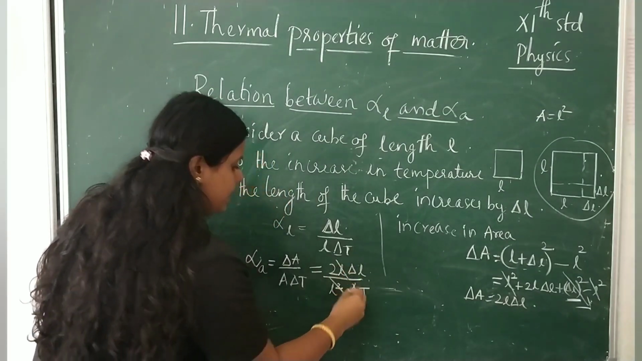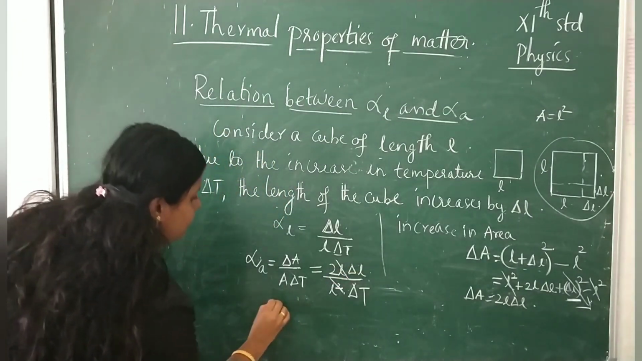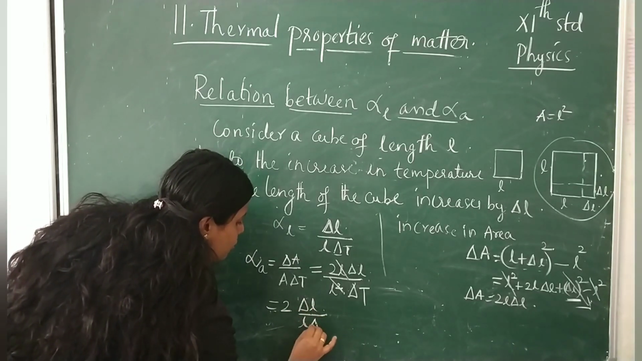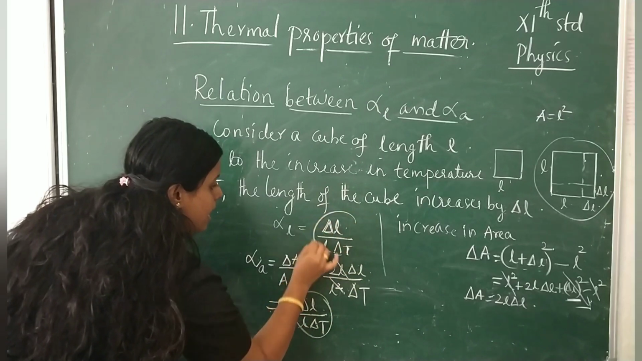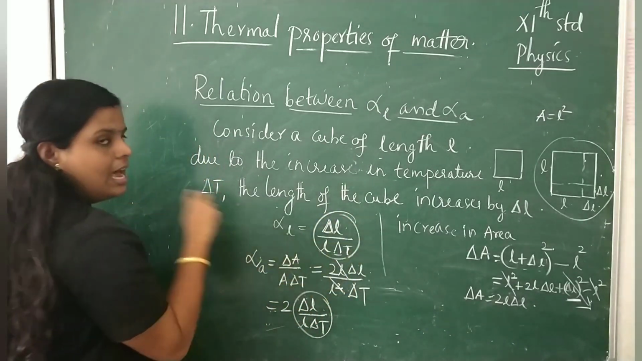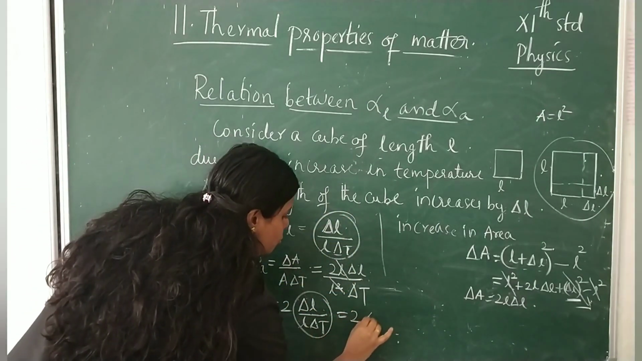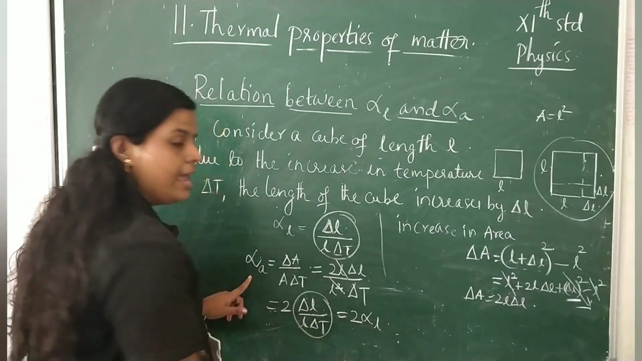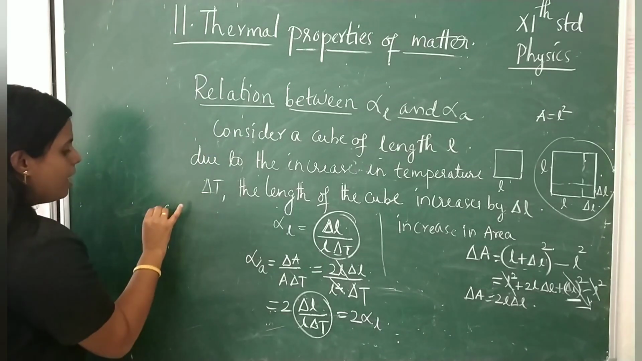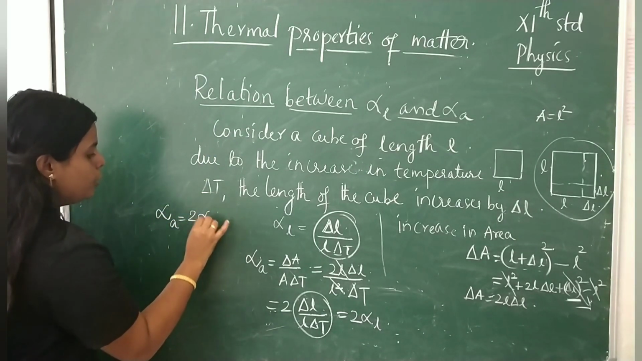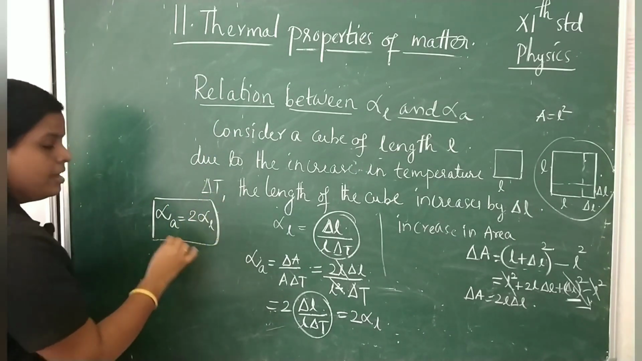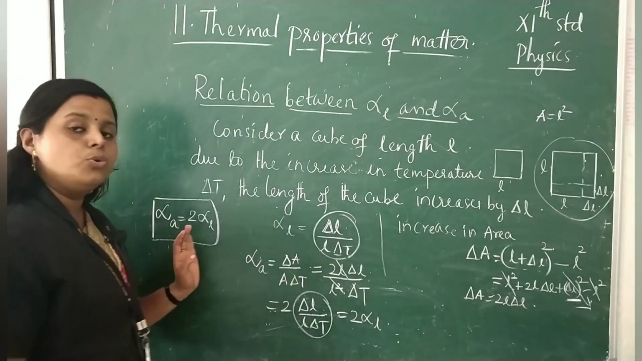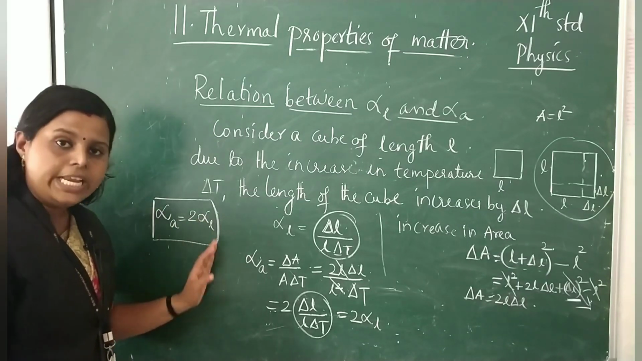So L gets cancelled. So what about the result? This is equal to 2 into delta L by L into delta T. Now what is delta L by L into delta T? That is alpha L. So this is equal to 2 into alpha L. So what is the relation between alpha A and alpha L? Yes, alpha A is equal to 2 into alpha L. So the coefficient of area expansion is equal to 2 times the coefficient of linear expansion.